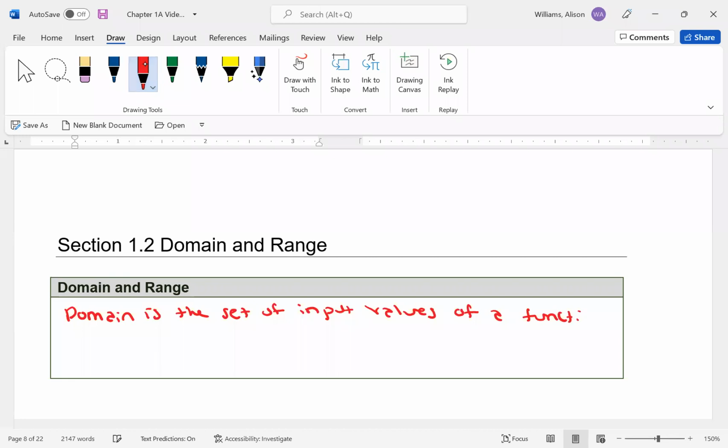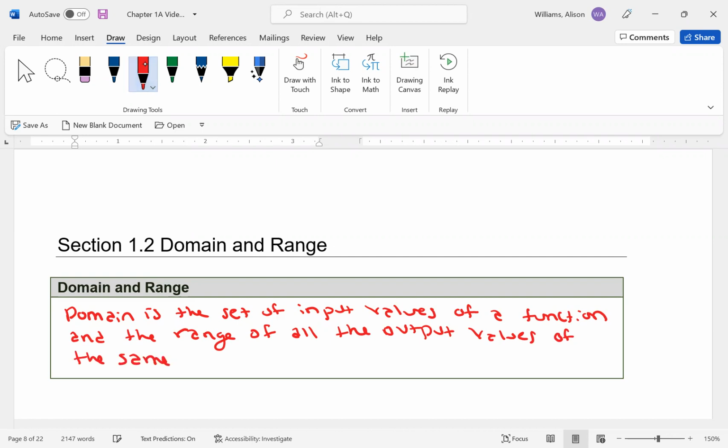Whereas the range is the set of all output values of a function. Based on what we talked about previously, they're connected, and the reason they're connected is they're still the independent and dependent variable as well. So the range is dependent on the domain.